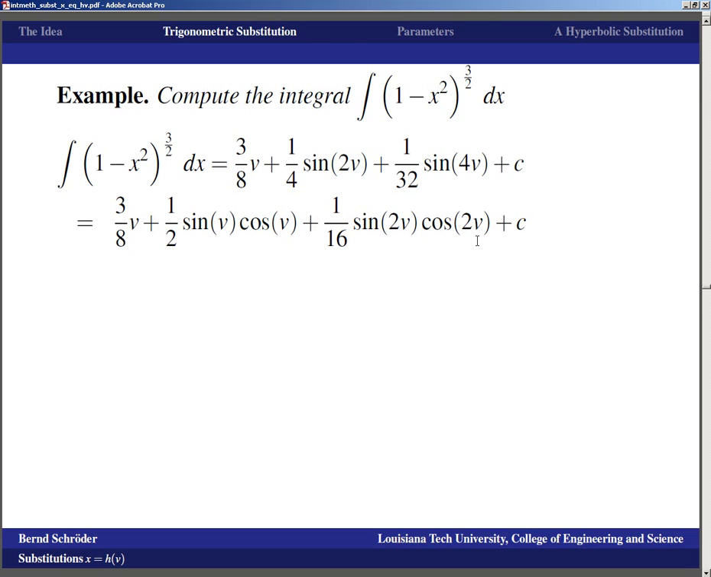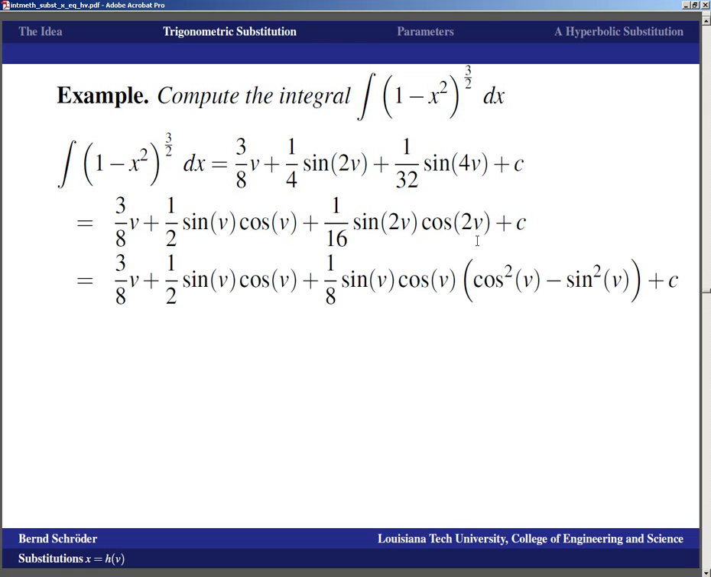Here we still have double angles, but we just use the double angle identities again. So we copy the first term, we copy the second term. The only thing we have to deal with is this stuff here. Well, sine 2v is 2 sine v cosine v, together with the 1/16 it gives us 1/8 sine v cosine v. Cosine 2v is cosine squared v minus sine squared v, the other double angle identity, plus c.